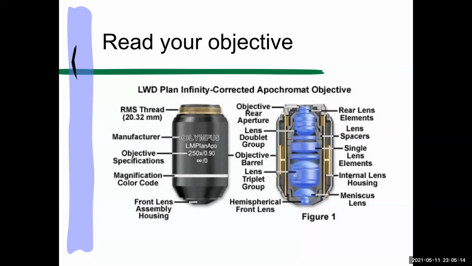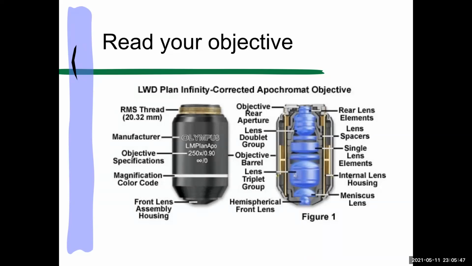So like this one says, I'll read it. It says Olympus, the manufacturer, LM, like microscopy, plan, apo. So it's plan, it's flat. Most objectives these days are, but some old ones aren't. And it's apo, which is apochromatic. 250x, that doesn't sound right. There's no such thing. That should be 25x. I always forget to look this up, but it looks like a 25x, and then 0.9 NA after that. And then we're going to ignore infinity.